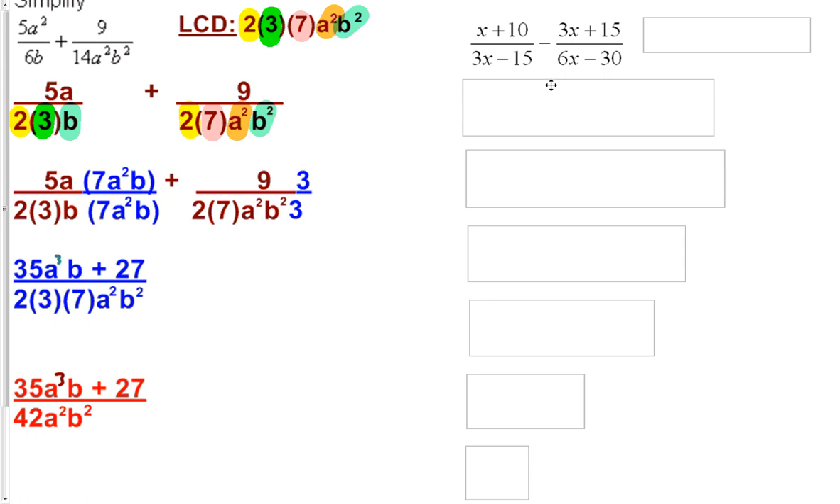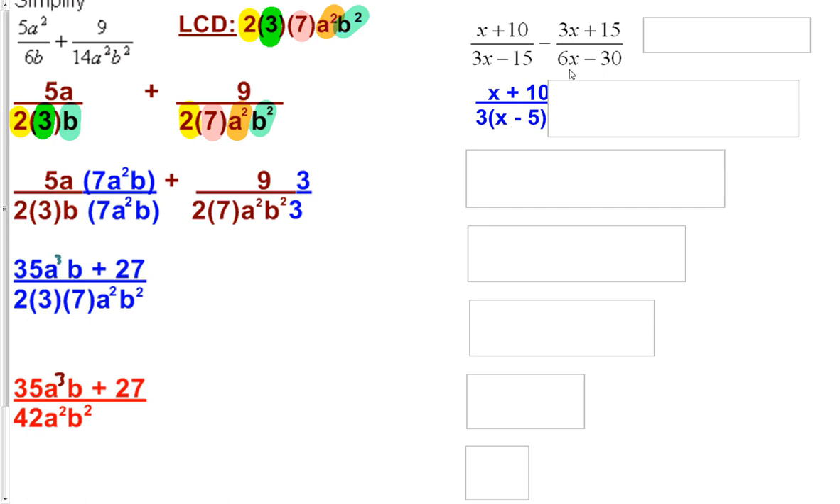On the right side here, we have x plus 10 over 3x minus 15, all minus 3x plus 15 over 6x minus 30. So let's see what we can factor out of these denominators. On this side, I know that we have a 3 in common between 3x and negative 15, so we'll factor that out, and we'll have an x minus 5 times 3. X plus 10 stays in our numerator.